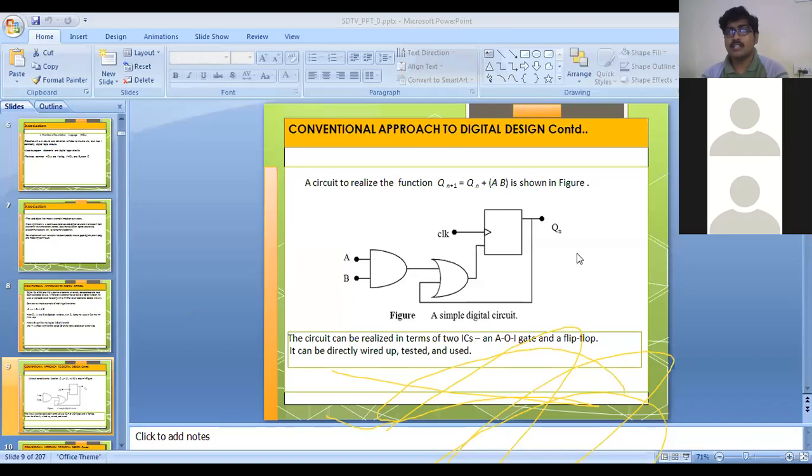Generally, we used to take help of AOI, that is AND-OR-Invert, and OAI, that is OR-AND-Invert, type of gates and also some basic flip-flops for performing the operations.